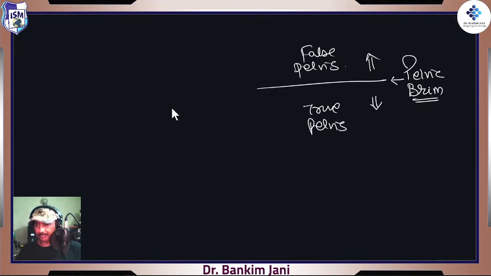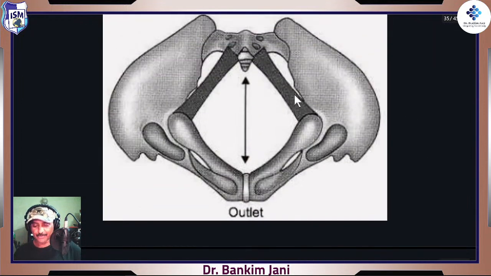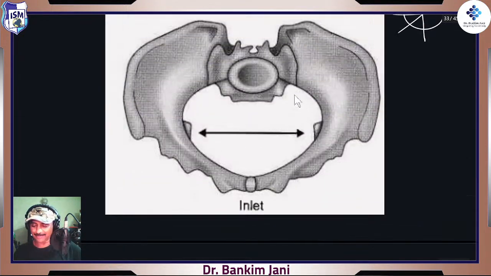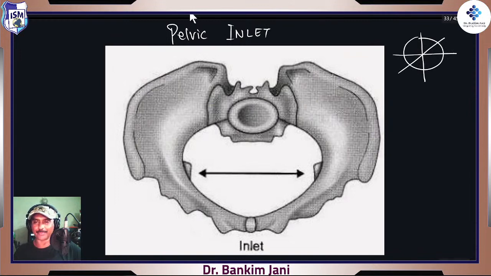What is pelvic brim? We are about to see that. Don't worry, right? We are talking about it. Ossification of coccyx, in fact, is very similar to other bones, right? Okay, now let's focus on this.